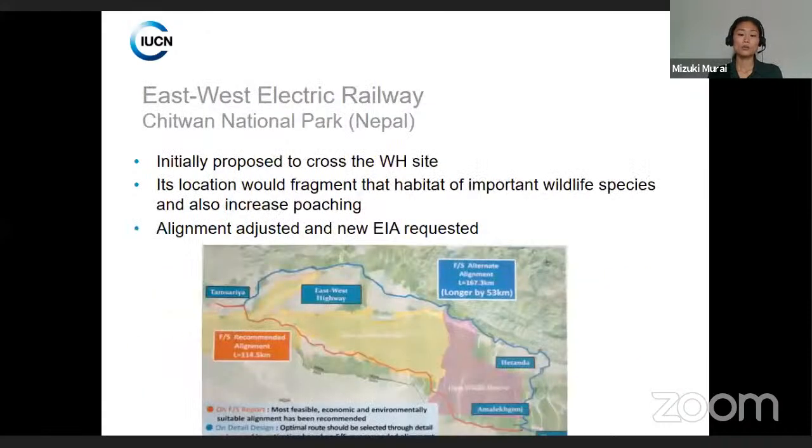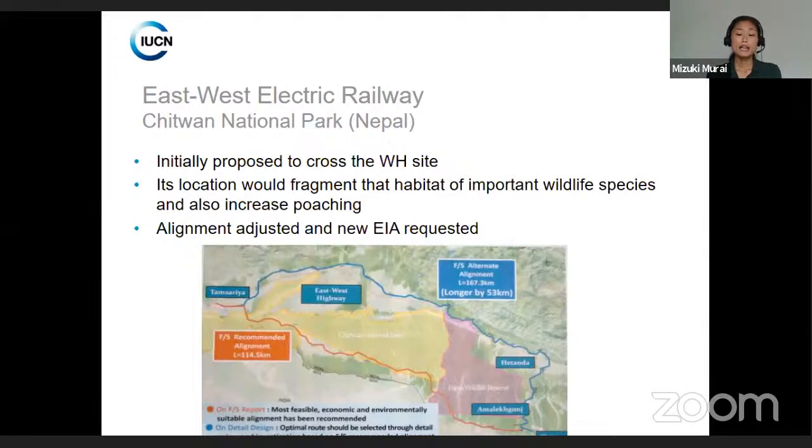One example of how the World Heritage Committee has influenced decision-making is the East-West Electric Railway project proposal in Nepal. The original project plan proposed a railway alignment that would have cut across Chitwan National Park. In this map, Chitwan National Park is represented in yellow, and the original railway alignment in orange. The World Heritage Committee expressed significant concerns that if constructed, its location would fragment the World Heritage Site, thereby damaging the habitat of important wildlife species such as rhino, tiger, and elephant for which this site was inscribed.